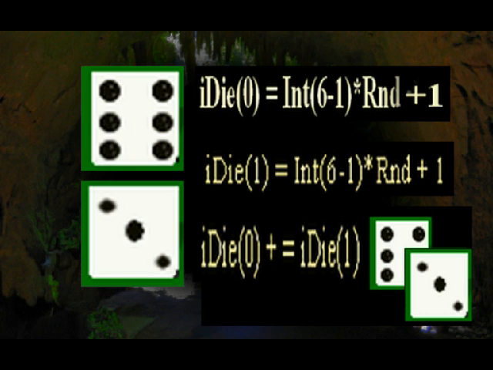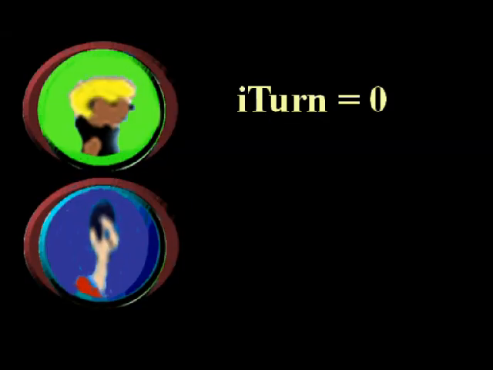Our game is for 2 players, Jack and Jill. Each has a counter on the board. In the code that we write, we need to keep track of whose turn it is. We store this in the integer variable called iturn, which equals 0 for the first player, and 1 for the second.